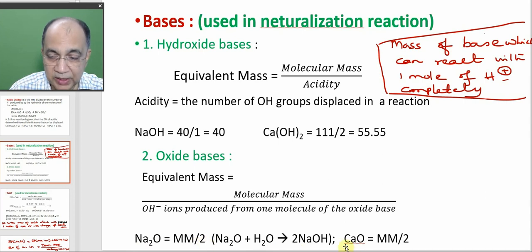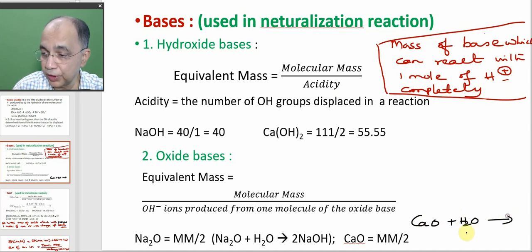The same is the case with calcium oxide, because calcium oxide also will react with water. If you write down the equation here, you will find that 1 calcium oxide will produce 2 OH minus ions. So here also the factor is 2.